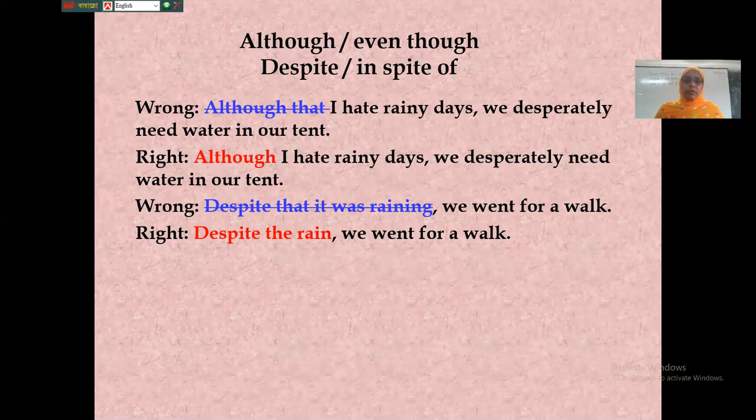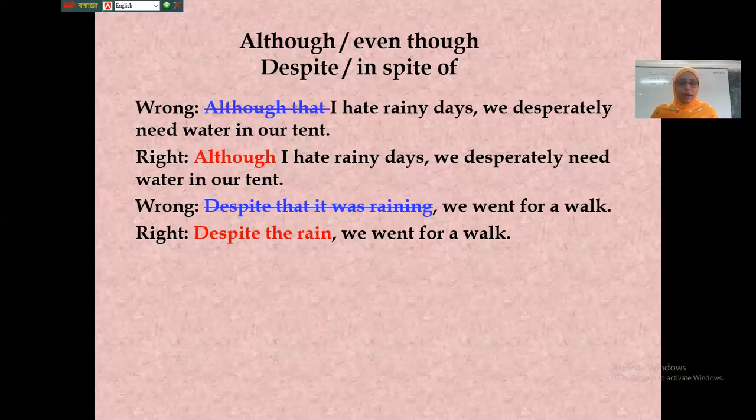You do not use that beside though, because this is not right. You must write, "Although we had rainy days, we desperately need water in our tent," and that is right. Students, I say that if you use "although," you do not use another connector beside "although," because it is wrong.